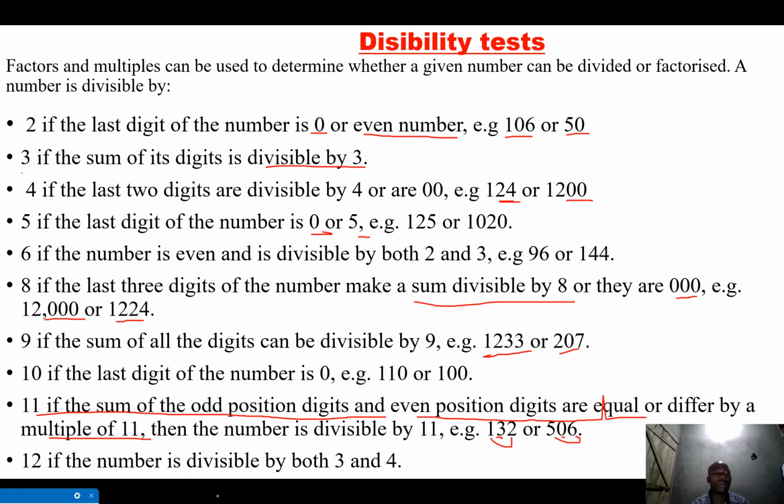And lastly, a number is said to be divisible by 12 if the number is divisible by both 3 and 4. So for a number to be divisible by 12, it should also satisfy the conditions for 3 and 4, because it has to be divisible by 3 and 4.